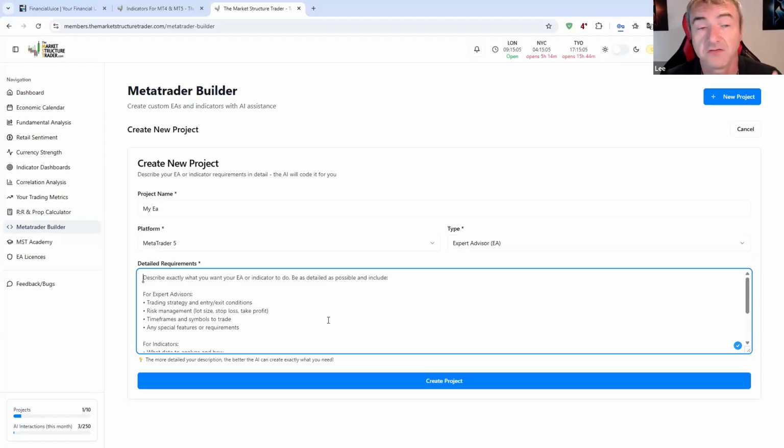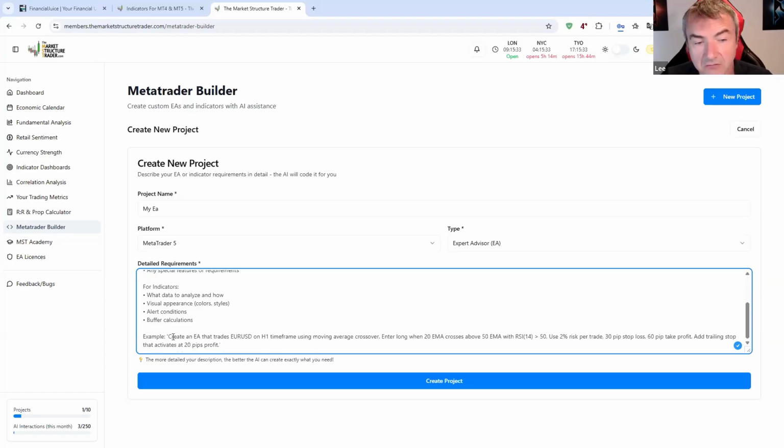Backtest first, demo trade first, never put an EA you've just bought on a live account straight away without backtesting or demo trading it. But you can basically describe what you want in here and describe it in as much detail as possible. So it's an example here of describing what you want. For expert advisors, what is the trading strategy? What are the entry and exit conditions? What are the risk management, lot size, stop loss, take profit, timeframes and symbols it's going to be trading, any special features and requirements? So example here, create an EA that trades Euro US dollar on the H1 timeframe with a moving average crossover. Enter long on the 20 crossing the 50 with an RSI 14 below 50 and use 2% risk with a 30 pip stop and a 60 pip take profit.